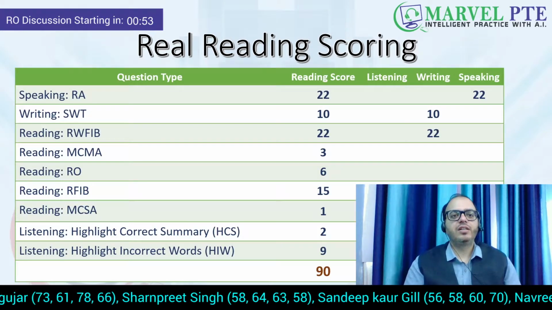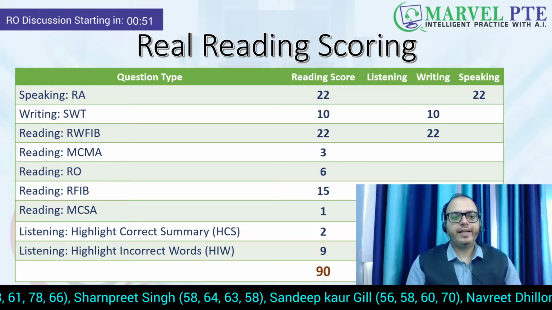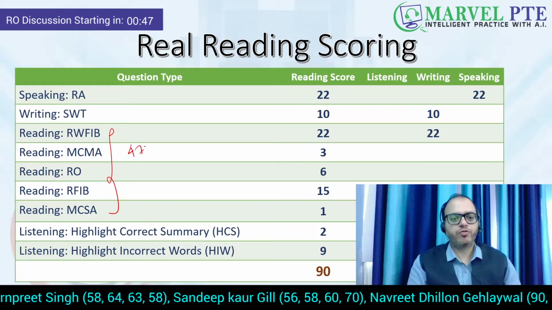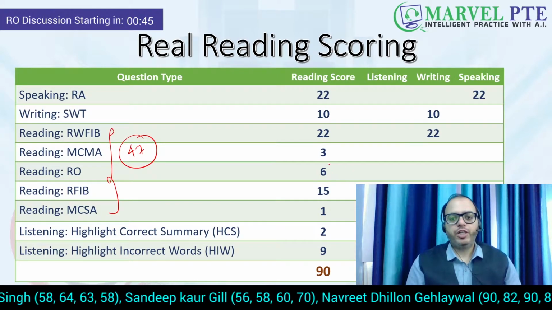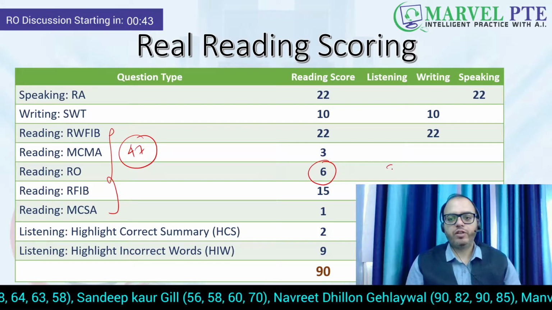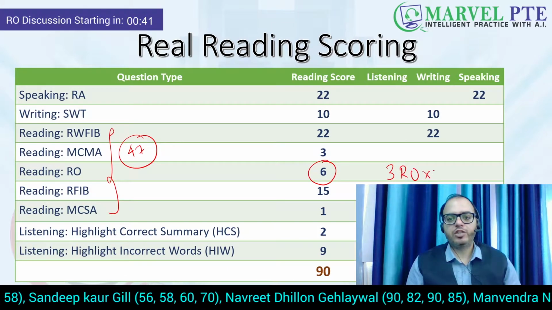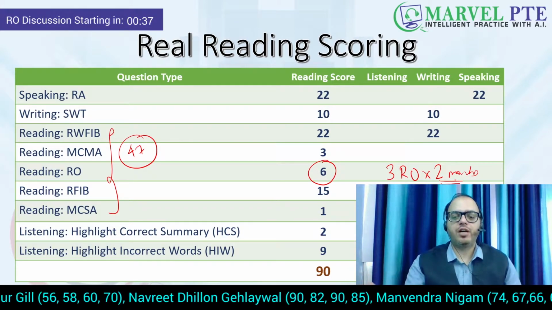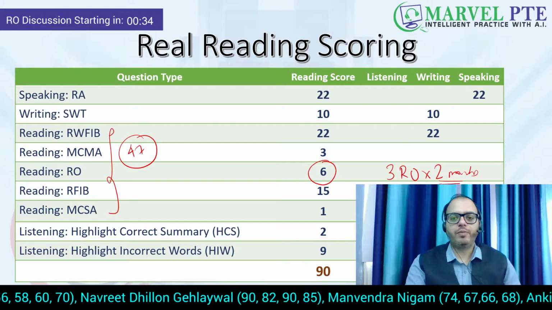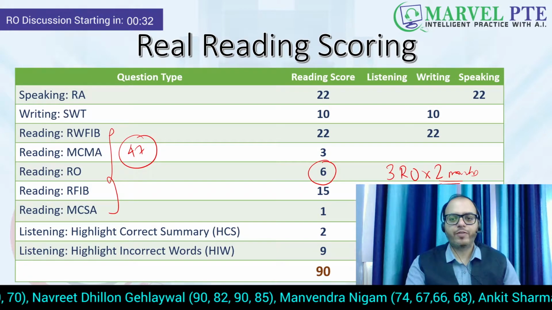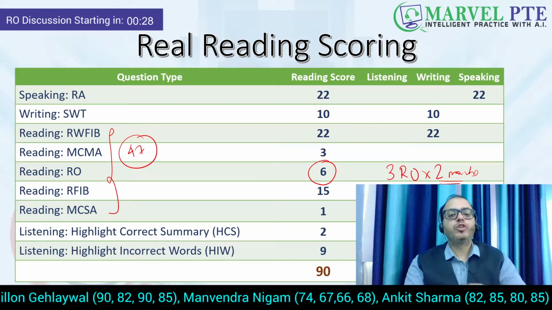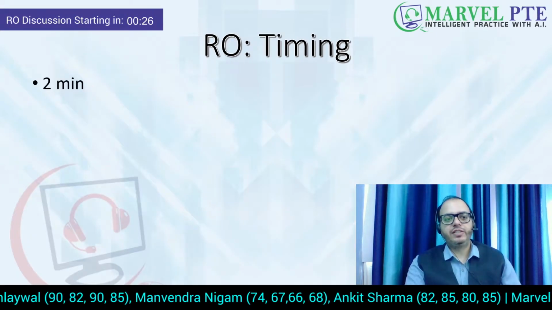And this is the real scoring of PTE reading. As you can see, the reading module contributes just 47 marks, and out of that, reorder paragraphs are 6 marks. So if you are getting 3 reorder paragraphs, they will be 2 marks each. But every mark counts in PTE. And if you use our strategies to solve reorder paragraphs, it's going to be very easy. We are going to see this.